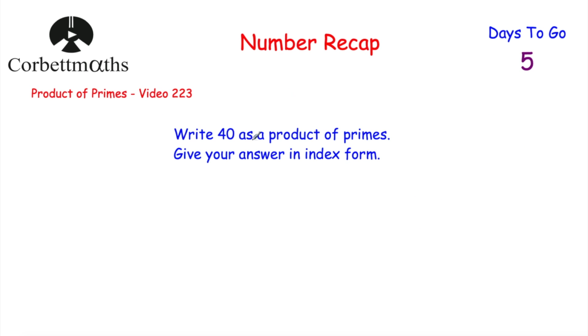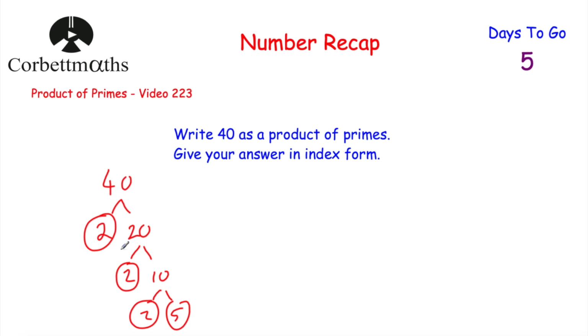Okay, next we need to be able to write numbers as product of primes. So if we were asked to write 40 as a product of primes, I would do it by writing 40, and then I'd think of two numbers which would multiply together to be 40. So 2 times 20 is equal to 40. 2's prime, so I'm going to circle it, whereas 20's not, so we do another two branches. 2 times 10 is equal to 20, so we circle the 2. 10, 2 times 5 is equal to 10. So we've got all our numbers circled now.